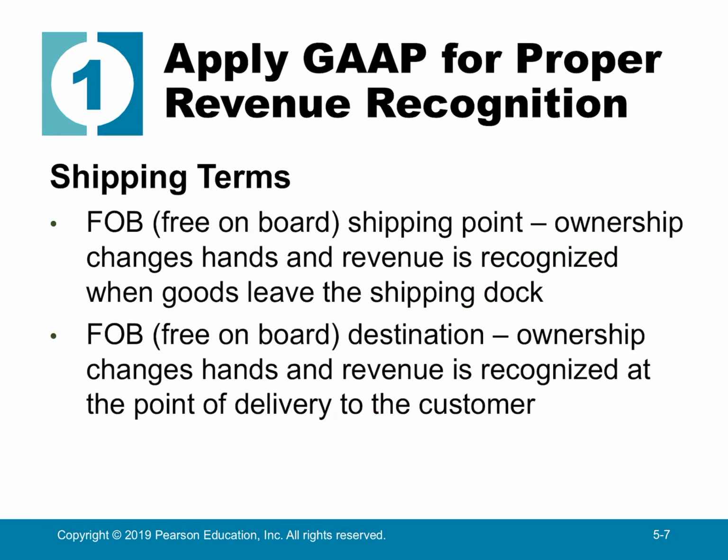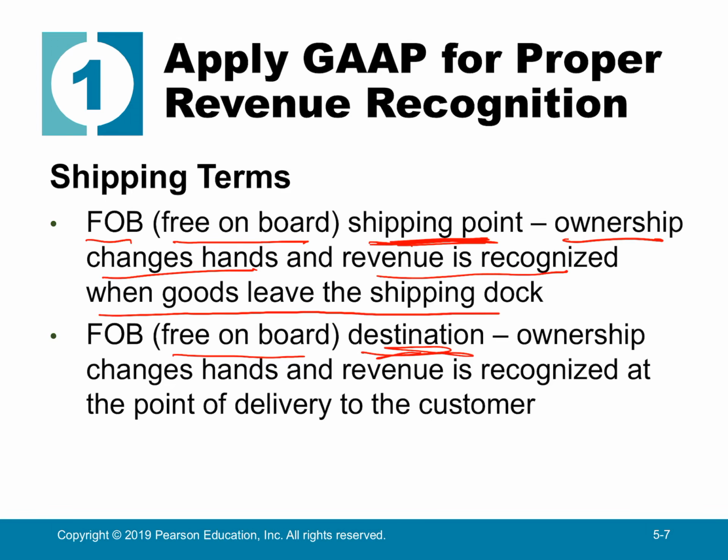Some definitions here that we have to cover: shipping terms. So FOB, which means free on board, shipping point, and destination. If you see in the contract that it's free on board shipping point, that means that the ownership changes hands and revenue is recognized when the goods leave the shipping dock. If it's free on board destination, ownership changes hands, revenue is recognized at the point of delivery to the customer, so not until it's delivered.